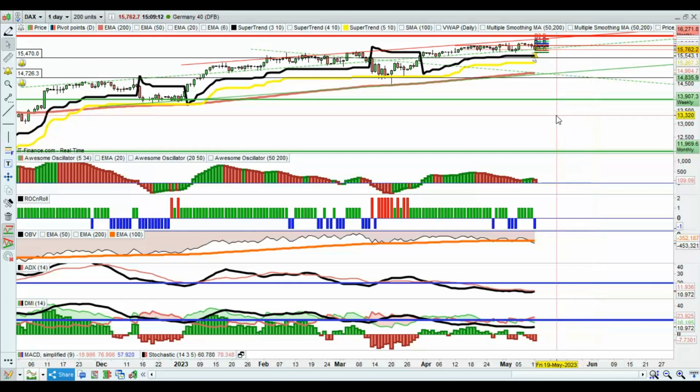So even if you are day trading, it's so important to look at the daily chart as well, so that gives you a helicopter view of what's going on.